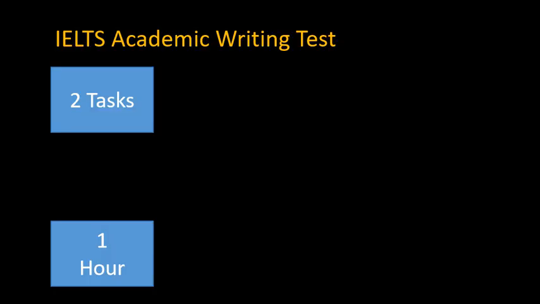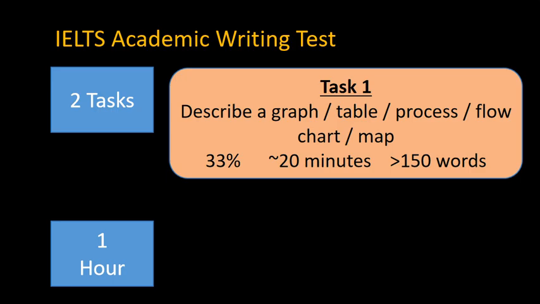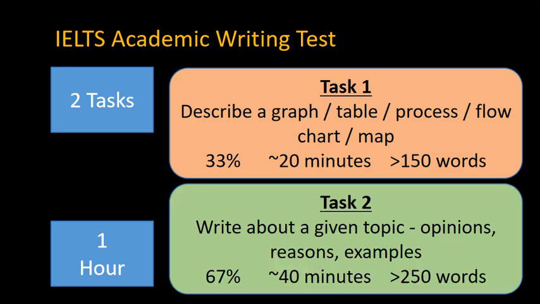Now, the IELTS academic writing test includes 2 tasks and you get 1 hour in total to complete both tasks. Task 1 is describing a graph or a table or a process, maybe a flowchart or a map. You'll have some kind of diagram to write about. It is worth 1/3 of your overall mark. You should spend around 20 minutes on this task and write at least 150 words.